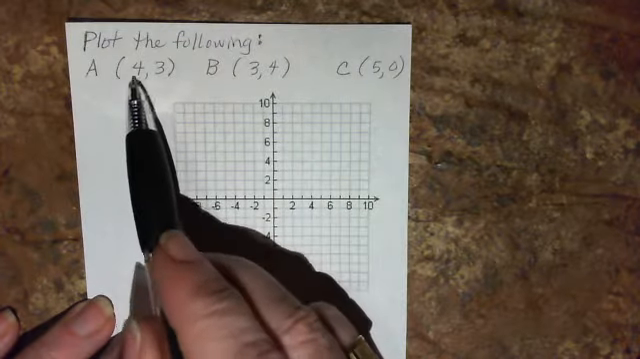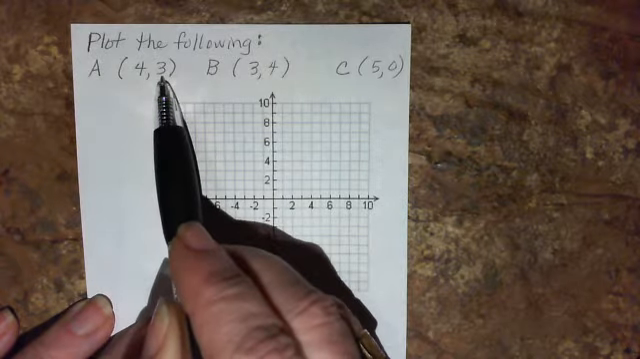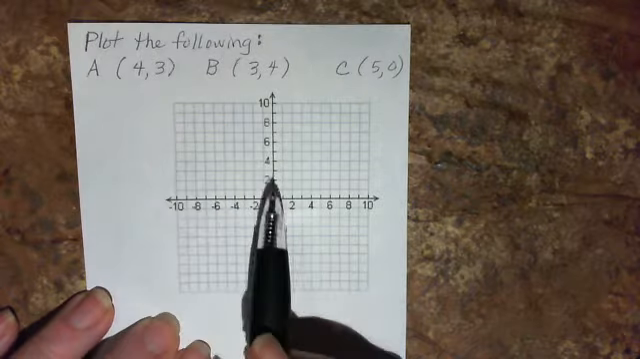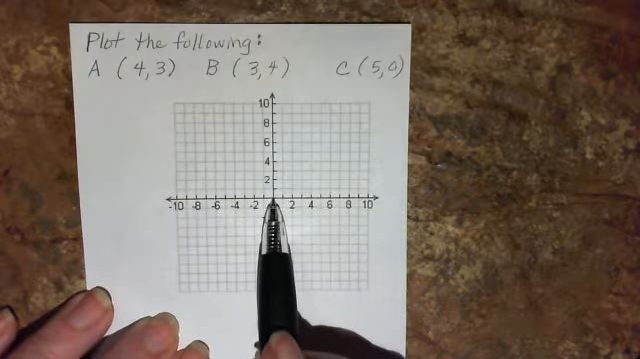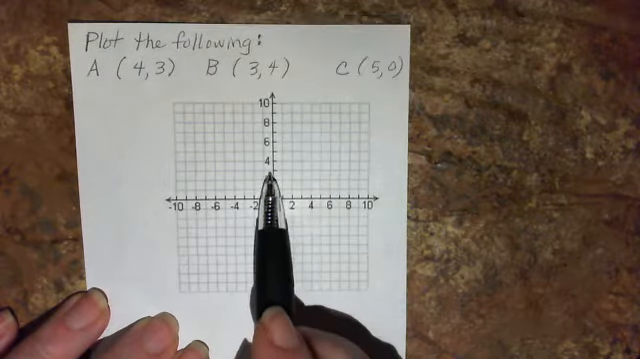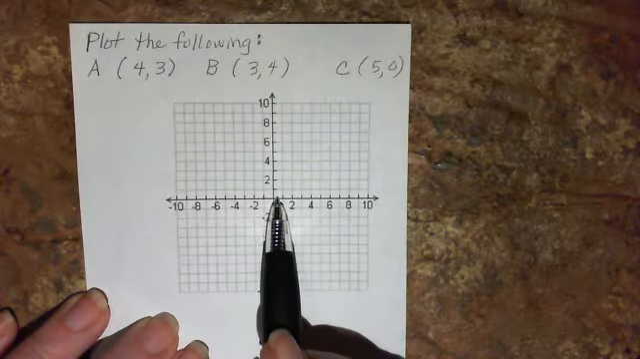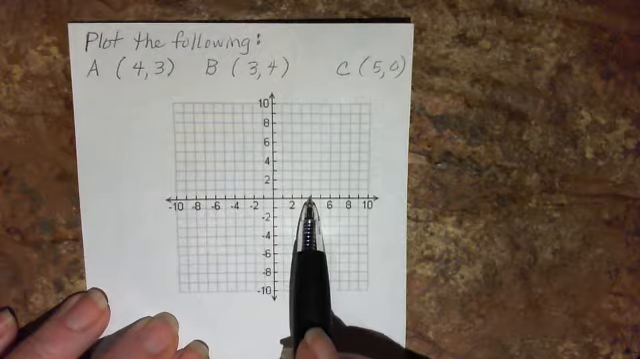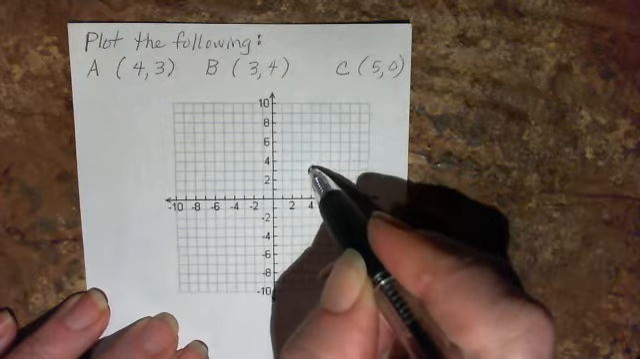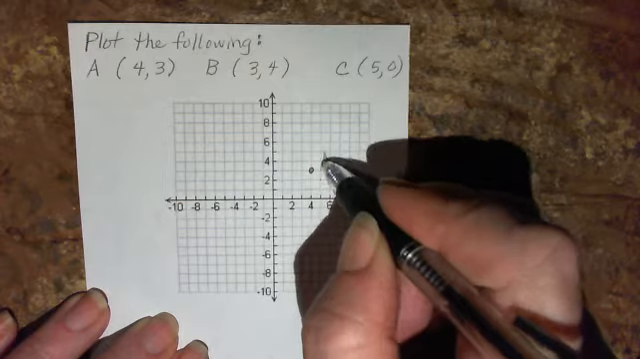Let's see. To mark the point 4, 3, remember 4 is the x value, 3 is the y value, and the coordinated point considers the x value and the y value. So from the origin, the x value 4 is here, the y value 3 is here, and so to get to the coordinated value we go x value 4, y value 3, and we mark the point. We could label that point A.